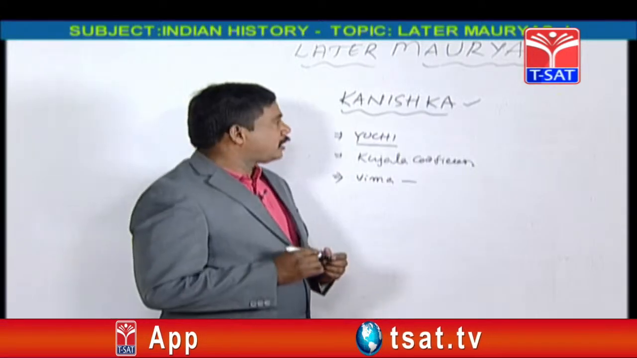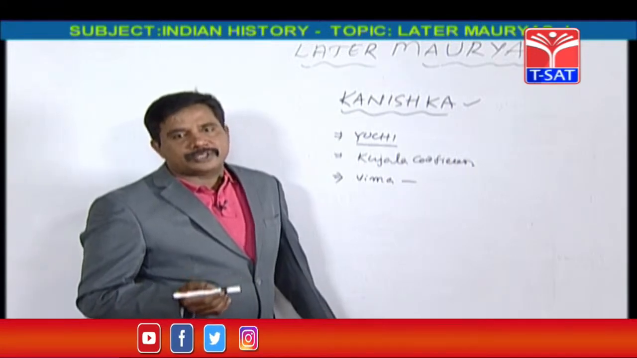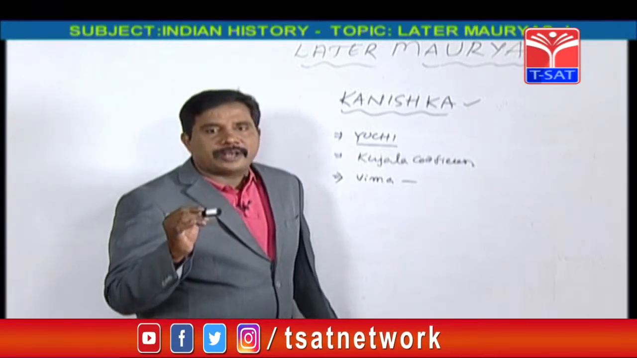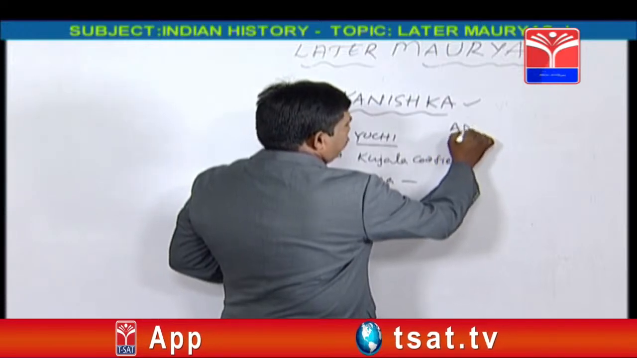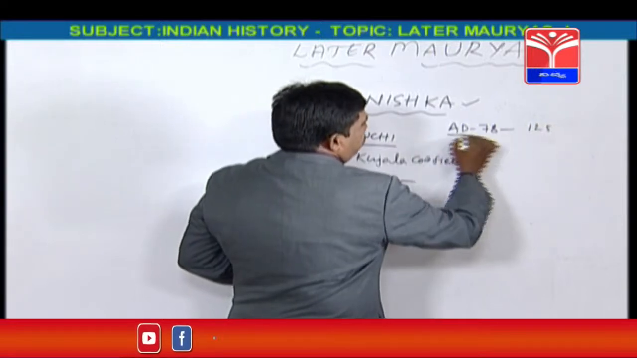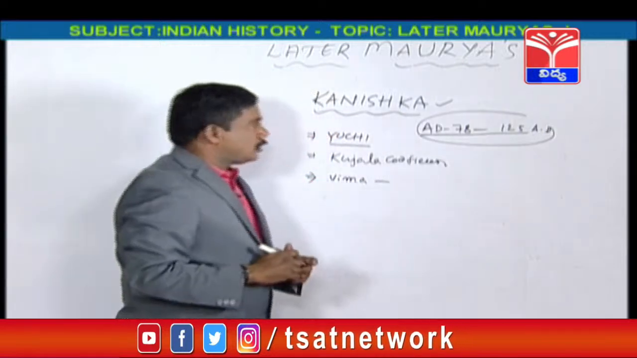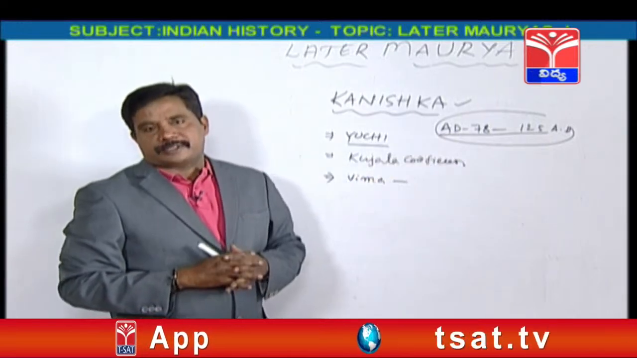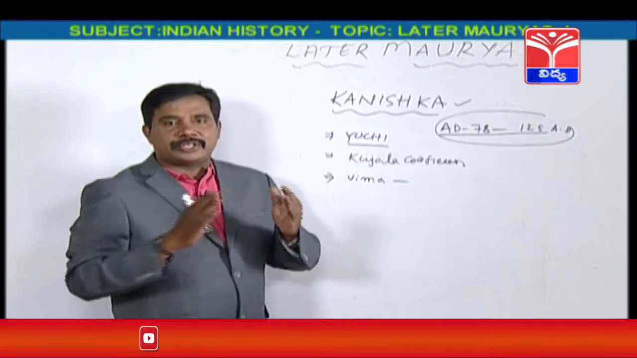He was a great king among all the foreign kingdoms: the Indo-Bactrians, Shakas, Parthians, Kushans. Among these rulers, Kanishka was the important ruler. He ruled from AD 78 to AD 125. So this is the period of Kanishka. He was the son of Vima Kadphises and established a vast dynasty.